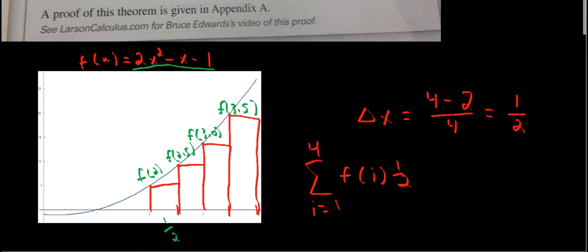And the reason is we need to run f of the first iteration, f of I equals 1, that gives us this height, f of our I equals 2 that gives us this height, f of our I equals 3 that gives us this height, and f of our I equals 4 that gives us this height. So how do we do that? Well, our first height of the rectangle is f of 2.